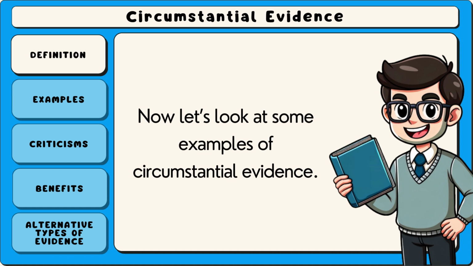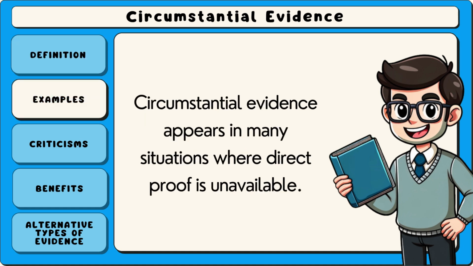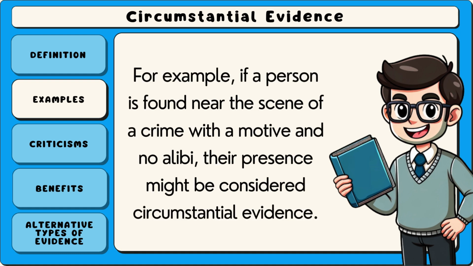Now let's look at some examples of circumstantial evidence. Circumstantial evidence appears in many situations where direct proof is unavailable. For example, if a person is found near the scene of a crime with a motive and no alibi, their presence might be considered circumstantial evidence.